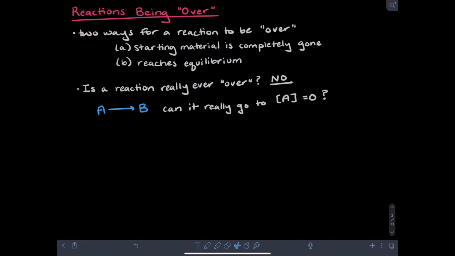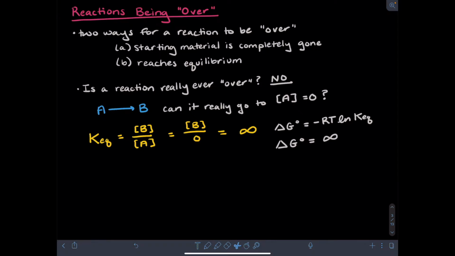What we're considering here is, in a general sense, a reaction of A to form B. Is it really possible for the concentration of A to reach 0? We could define an equilibrium constant for this reaction as being equal to the concentration of B over the concentration of A. Let's consider that we've reached the scenario where the starting material is completely gone. We would have the concentration of B divided by 0 for the concentration of A. This would imply that the equilibrium constant is infinite.